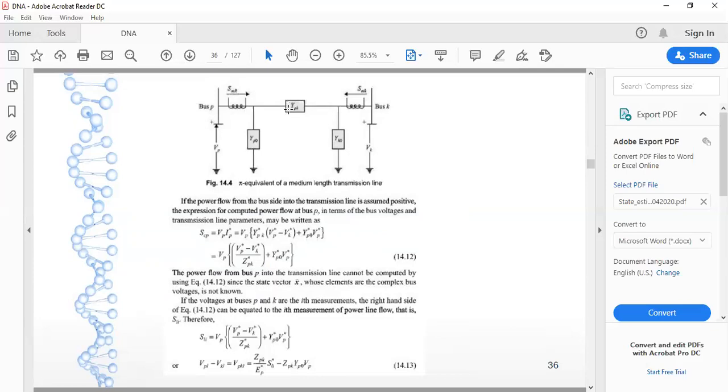Now if we apply load flow equations, we can easily write that the apparent power is the product of Vp into Ip conjugate. This equation is for the bus equation. So we have to convert this equation to a line equation. How we will convert it, we will discuss later on.